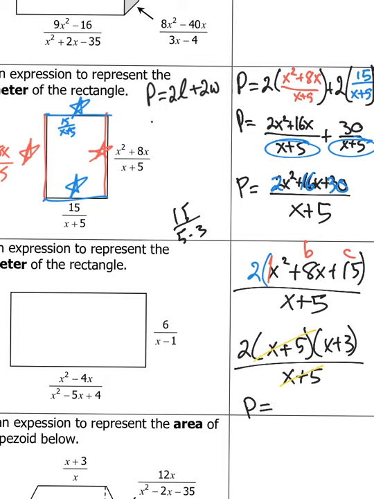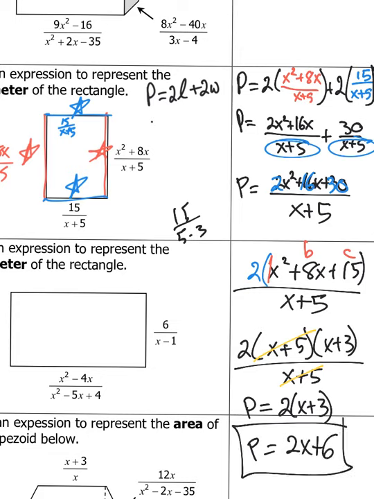My perimeter would be 2x plus 3, which would be fine for me on a test or quiz. If you're looking for an answer choice on something like Delta Math or Khan Academy, that would be your answer here. Okay?